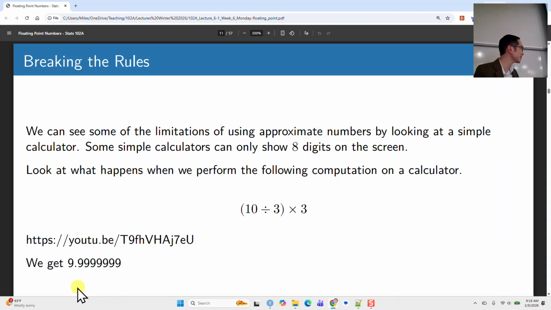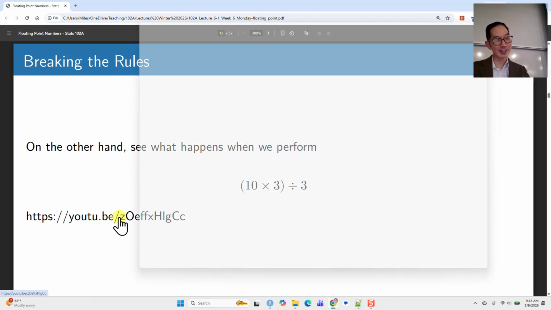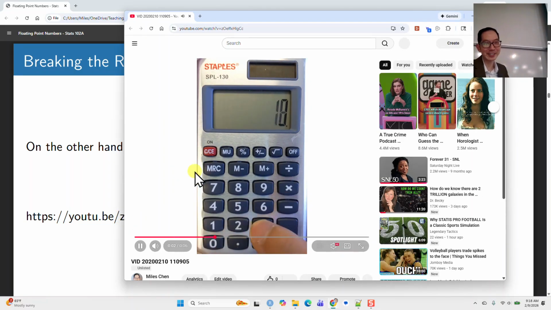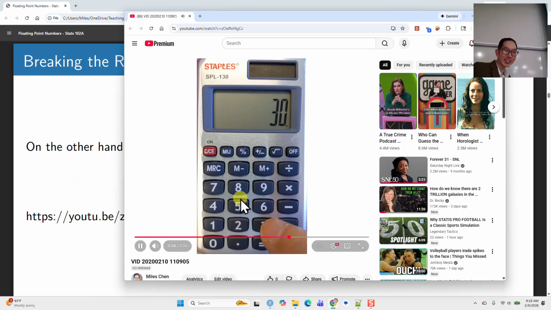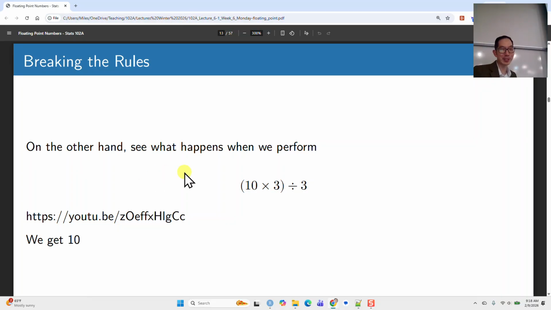This is not happening mathematically, but this is what the calculator tells you. I also recorded a video of this. You do 10 times 3, you get 30. 30 divided by 3 comes back 10. That's not a surprise. The computer is able to do that.